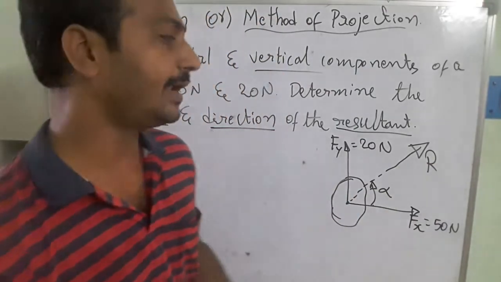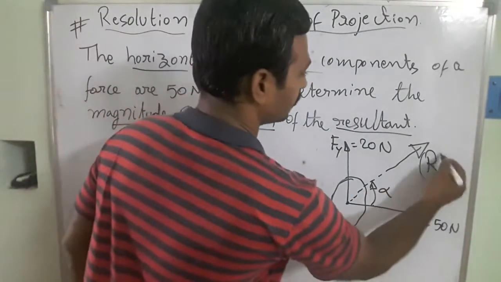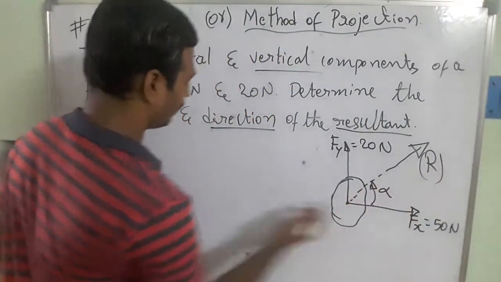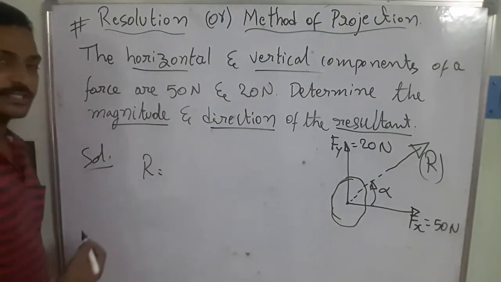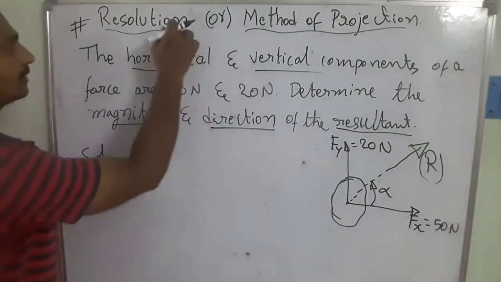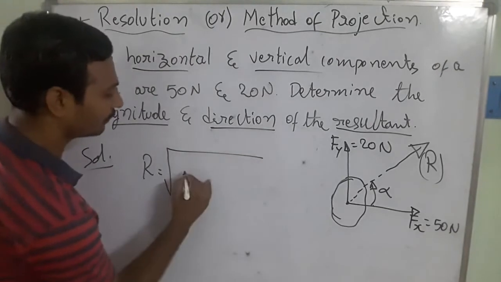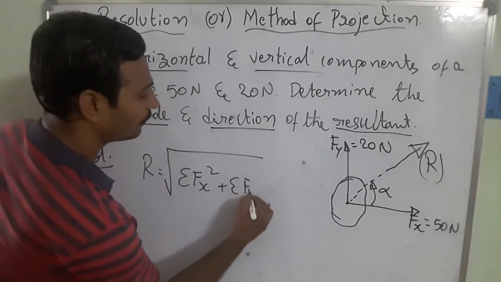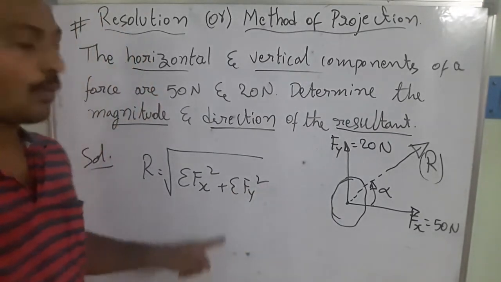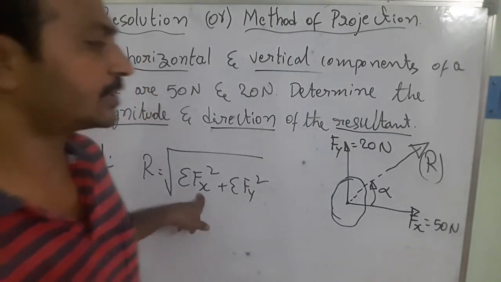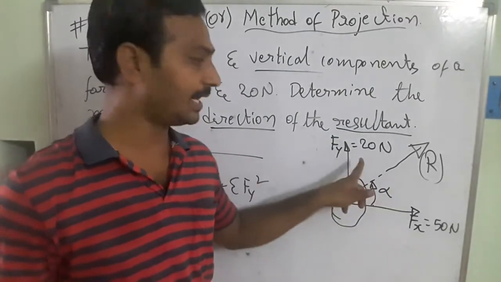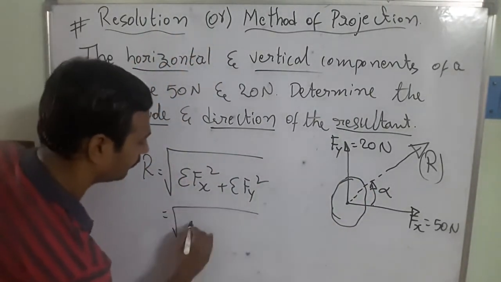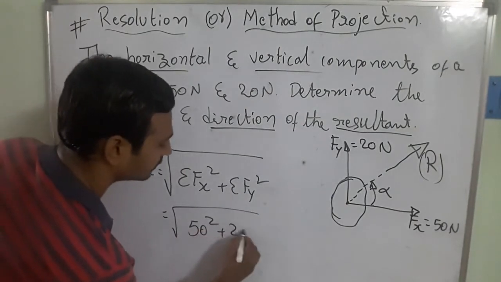So how could you get it from this one? As we know, R is the resultant component, R is equal to, what's the formula we have? From the resolution of the components, that is square root of sigma F of x square plus sigma F of y square. So what is the sigma F of x here? How many forces do we have in the horizontal? One force. Vertically, one force is there. So I am going to substitute here, that is square root of 50 square plus 20 square.